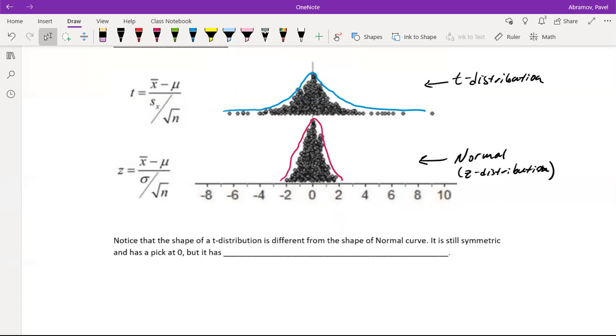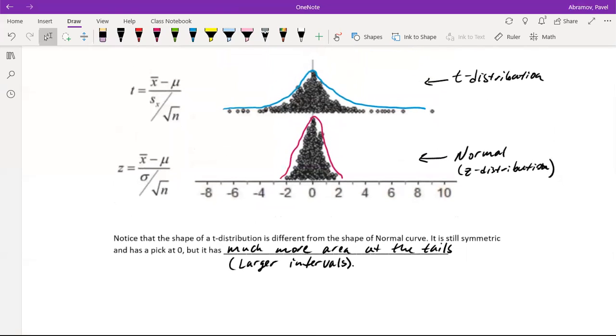So we see that the t distribution is a little bit different from the normal curve. It is symmetric and has a peak at 0, just like a normal curve, but it has much more area at the tails, which in other words means that it has larger intervals. Okay.